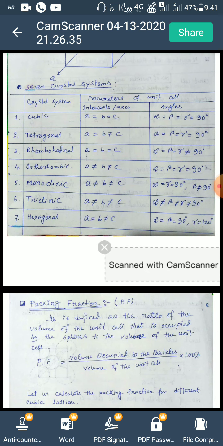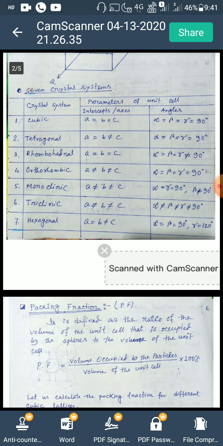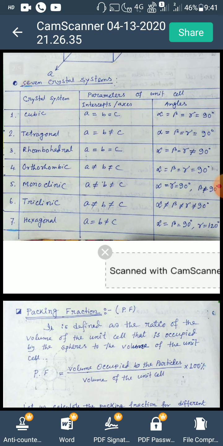Then number 4, orthorhombic. In case of orthorhombic, A is not equal to B, not equal to C. That is, the edge lengths along the A axis, B axis, and C axis are not the same, but the values of alpha, beta, and gamma are all equal to 90 degrees.